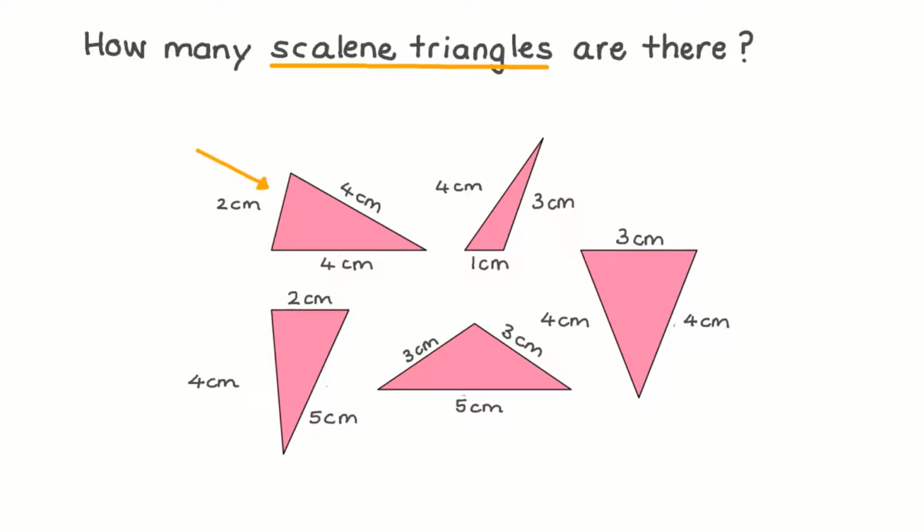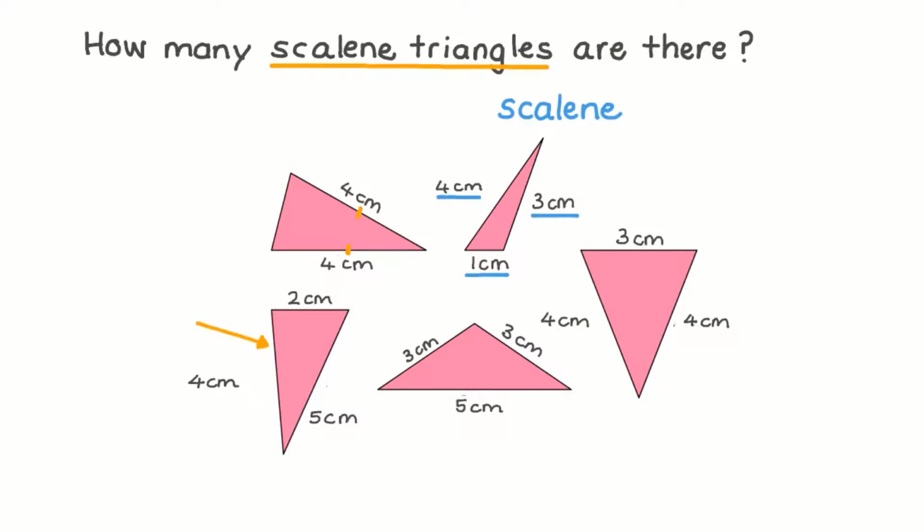Let's start with this triangle. We can see that two of its sides are equal in length. They both measure 4 centimeters. And the other side measures 2. This is an isosceles triangle. So we don't need to count this one, we're just looking for scalene triangles. How about this triangle? One of its sides measures 4 centimeters. Another measures 1 centimeter. And the third measures 3 centimeters. All of the sides of this triangle are different lengths. So far, we found one scalene triangle.